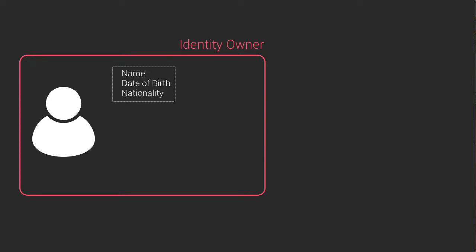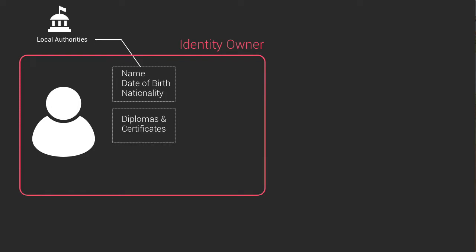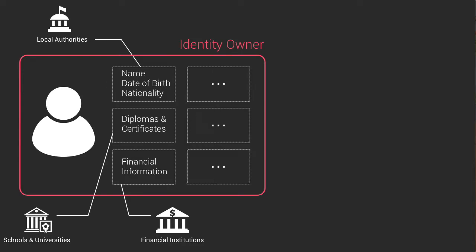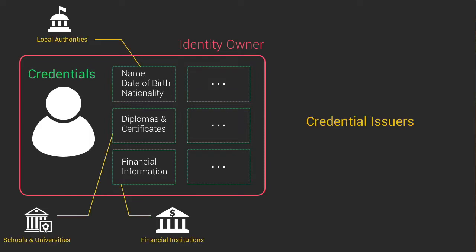For example, your national government is the one that issues your national ID card containing your name, date of birth, and nationality. Another cluster of information is about your education, with all the diplomas and certifications delivered by the schools and universities that you attended. Another cluster of personal information about you can be your financial status. And in this case, the entity handling it might be your bank. In the self-sovereign model, these clusters of information are called credentials. And the entity delivering them are the credential issuers.